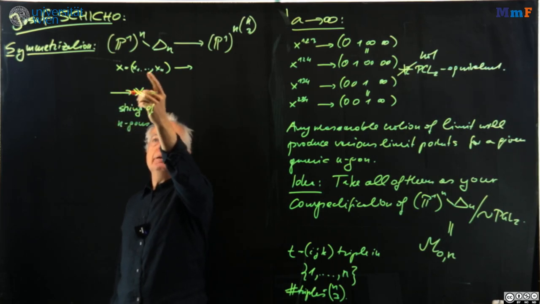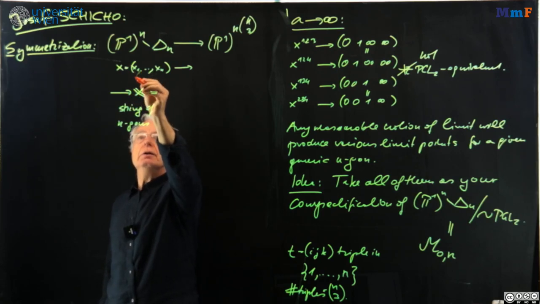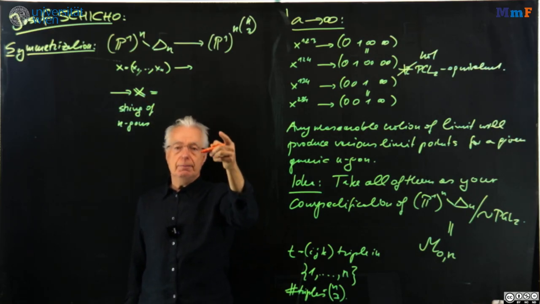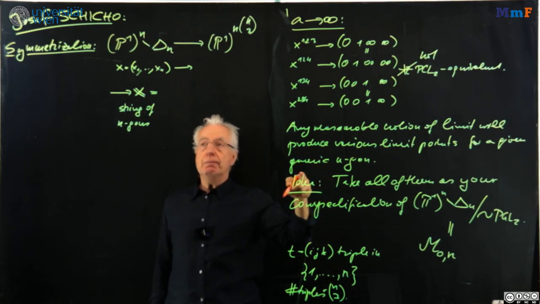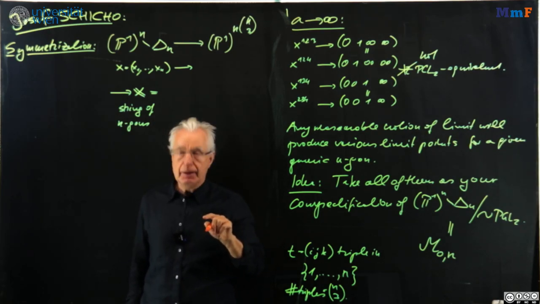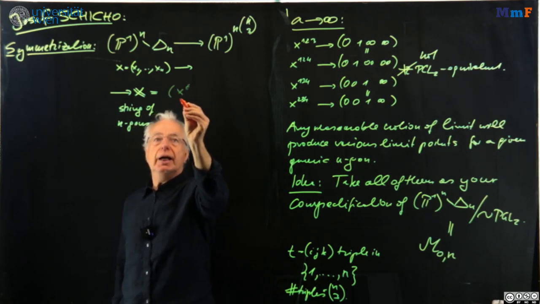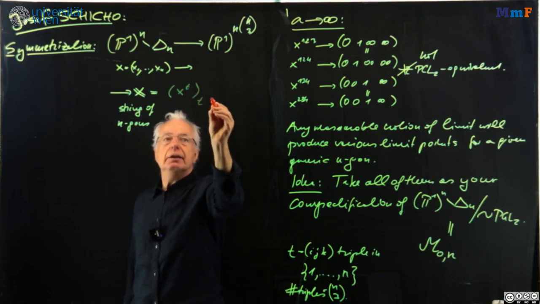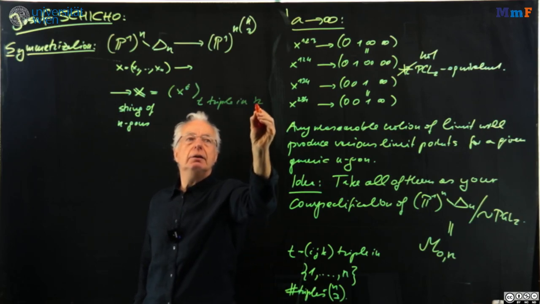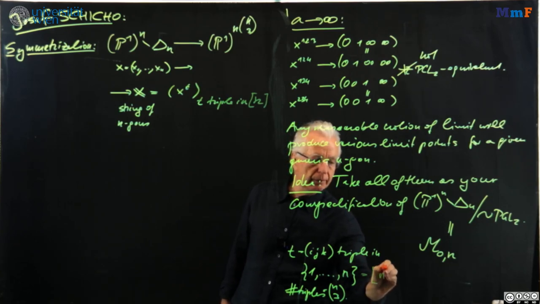We take a triple of numbers i, j, k. We look at the entries here corresponding to xi, xj, xk, and we move them with the action of PGL2 to our special points 0, 1, and infinity. So let me write this down. So this will be a vector of n-gons, xt, t a triple in this set here, numbers from 1 to n.